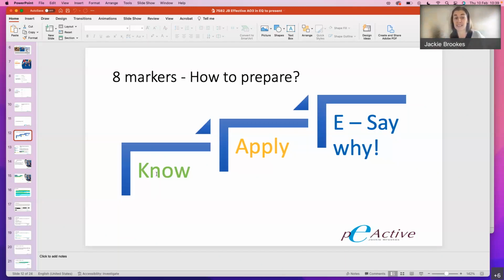I think what you're going to see today is some examples I've got of 15 markers where you really see that element of discipline, that bottom step, just starting with the knowledge. Often students are scared by that because they feel they've got to put so much in there because that's what they've learned. But really, in order to access the higher marks, it's all about AO3. It's all about the say why.